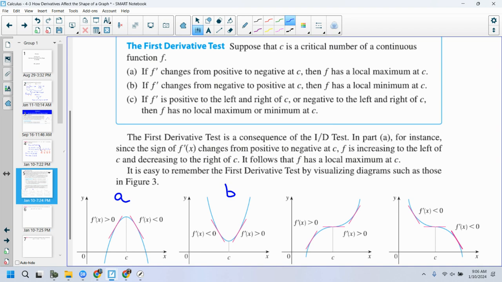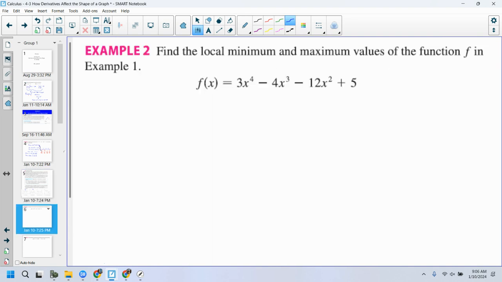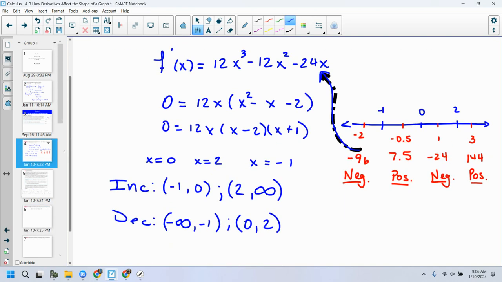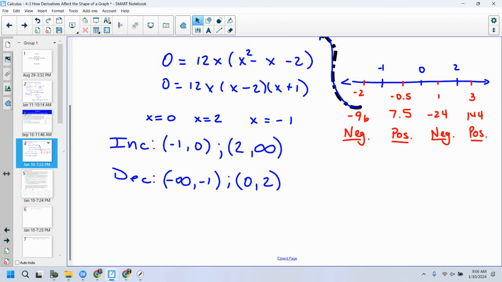All right, well, let's do the first derivative test on that function that we just did. So look at example 2. It's the exact same function as example 1. Let's run the first derivative test.